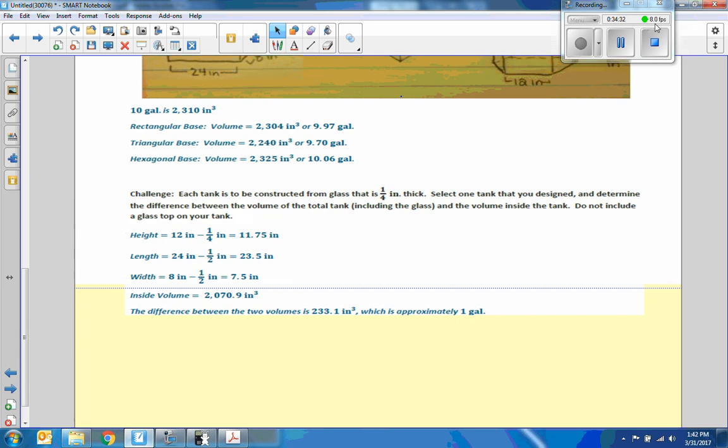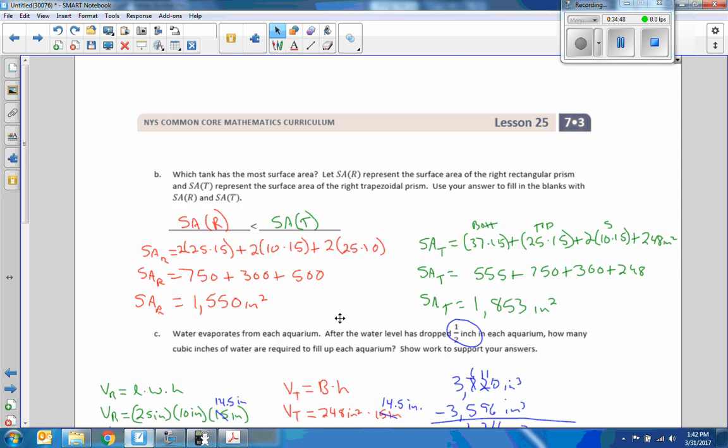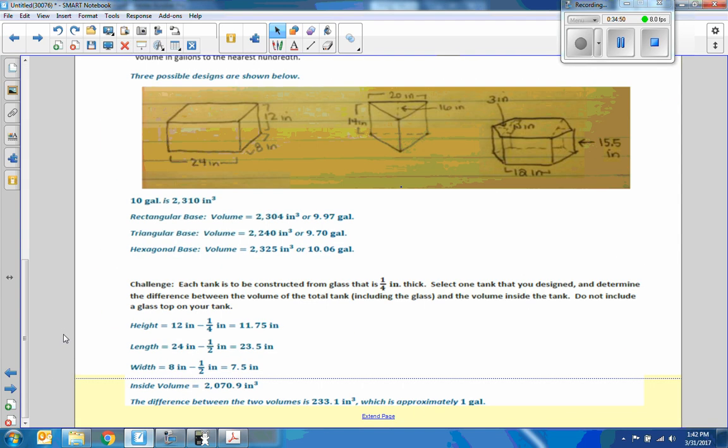Okay, lesson 25 challenge. Okay. I'm not going to do this challenge part. I think it is on the last page anyway. I think I brought it in on the last page. Yeah, the challenge is right here.